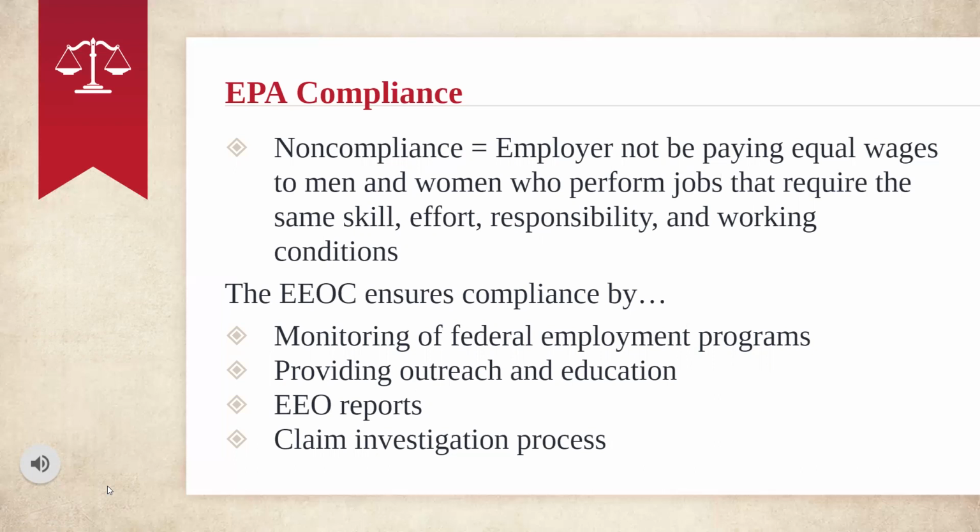How they are executing and ensuring that compliance is by monitoring federal employment programs. They provide several outreach and education plans to kind of remind organizations what the requirements are. Annually, there's an EEO report, Equal Employment Opportunity Report. That report occurs when an organization has 100 or more employees. They have to file this on an annual basis, and it essentially just provides some light on the demographics and pay information of the organization.